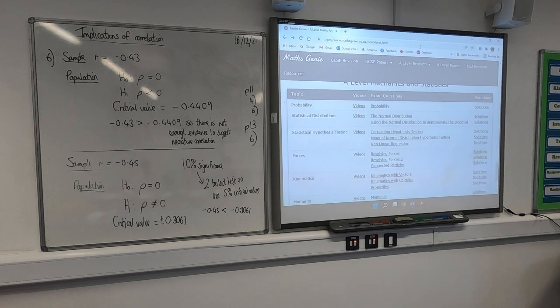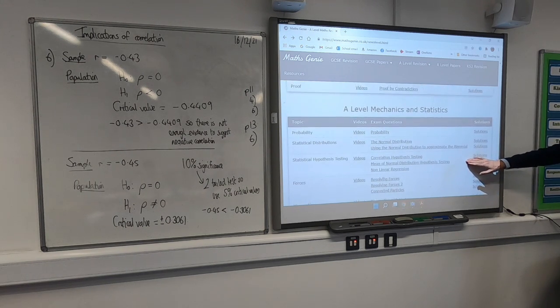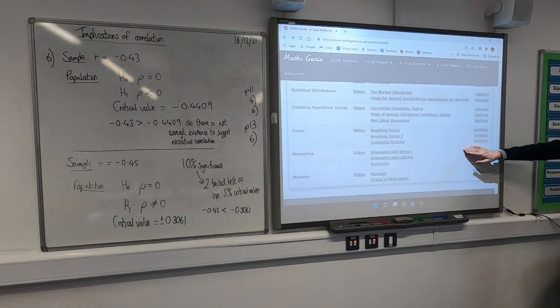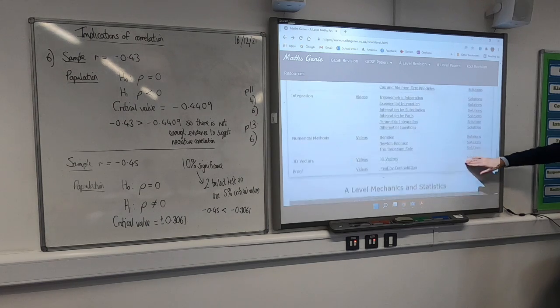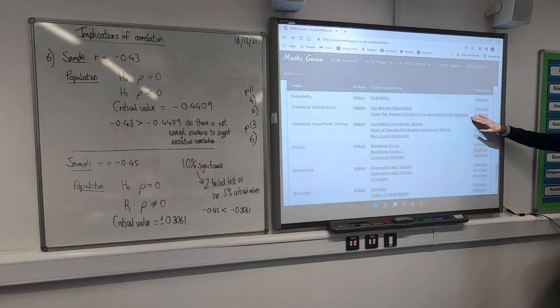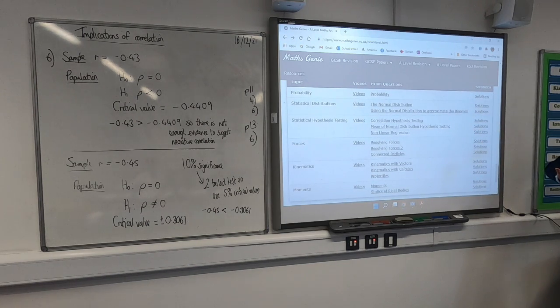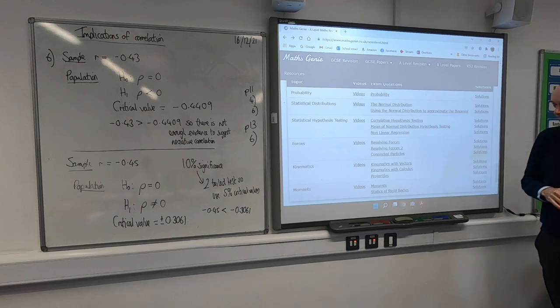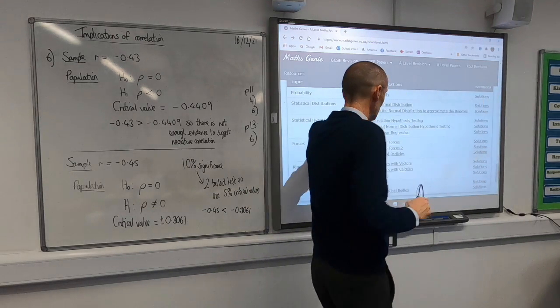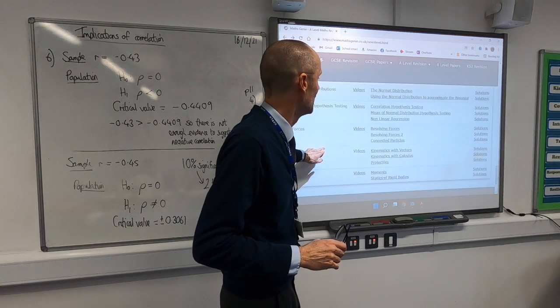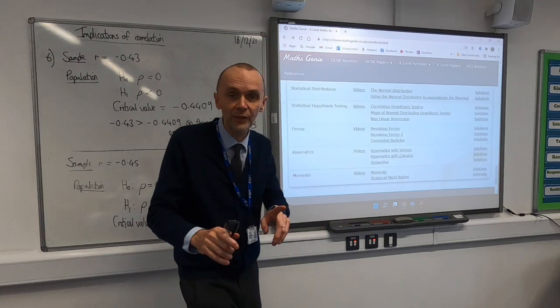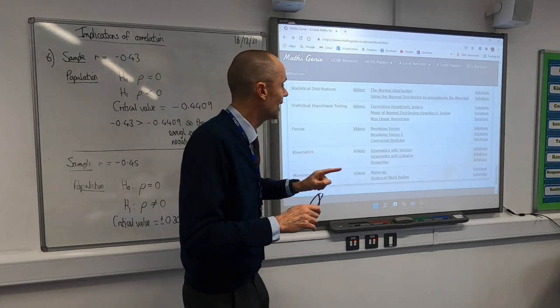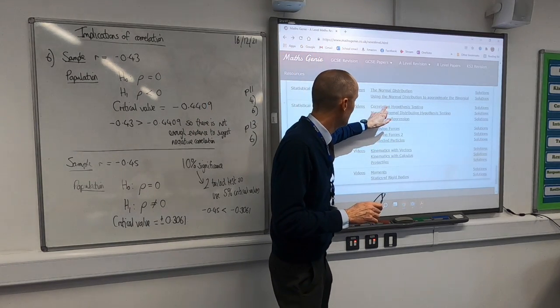Now I hesitate to point you to Mass Genie because I hope you're focusing on your trick now, but I want to just show you where you can find this. So we're well into A-level mechanics and statistics. The good news is there's not a huge amount there. We will do the full syllabus, but fortunately mechanics and statistics is not a great deal. What we have covered this week is here and here.